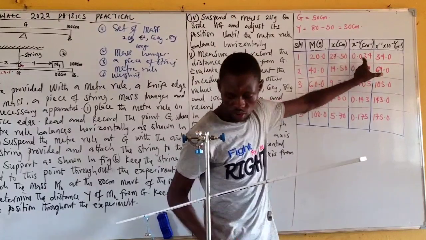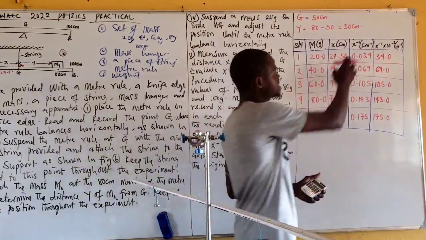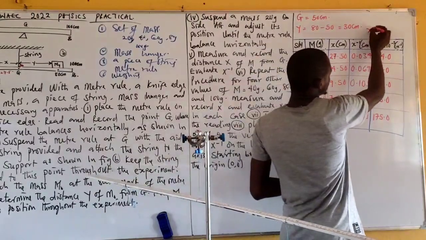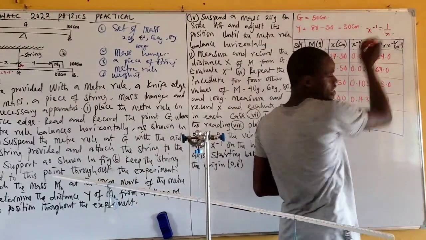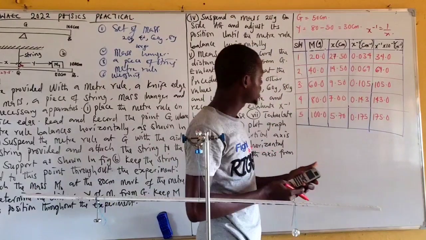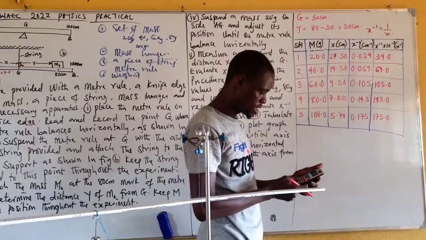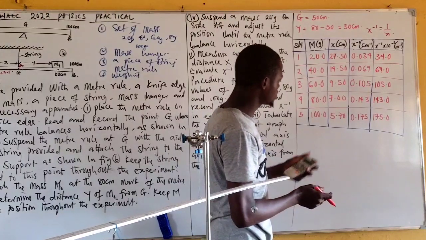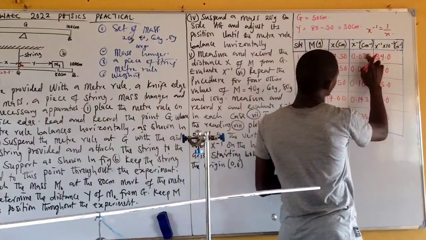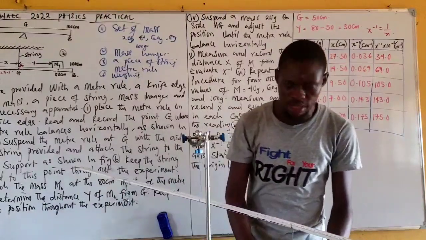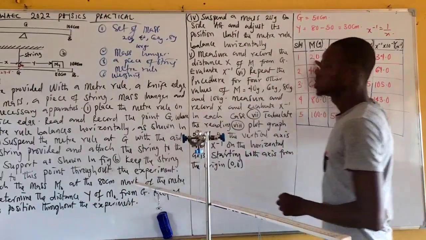I'll need to change this value also, which is S inverse. My S inverse simply denotes S inverse is equal to 1 over S of my experiment. That should be equal to 1 divided by 27.5. And I'll be having 0.036. Now, let's continue with the experiment. That's for mass 20 gram.